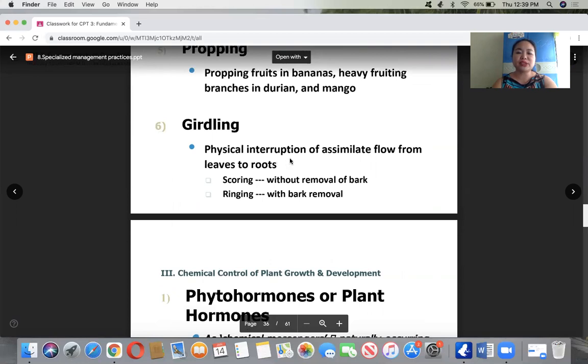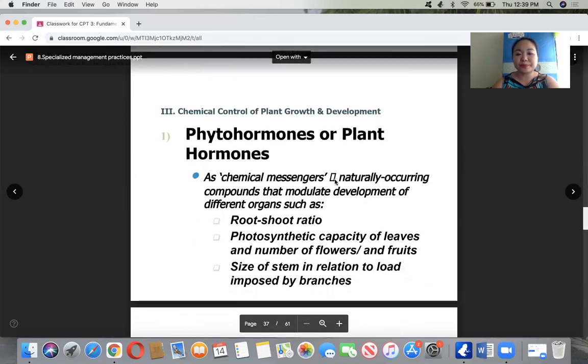Girdling is also the physical interruption of assimilate flow from the leaf to roots. So we have two types, scoring and ringing. Scoring is without removal of bark, so you just apply a metal around the bark or the trunk. And ringing is with bark removal, as I have shown on the previous photo.